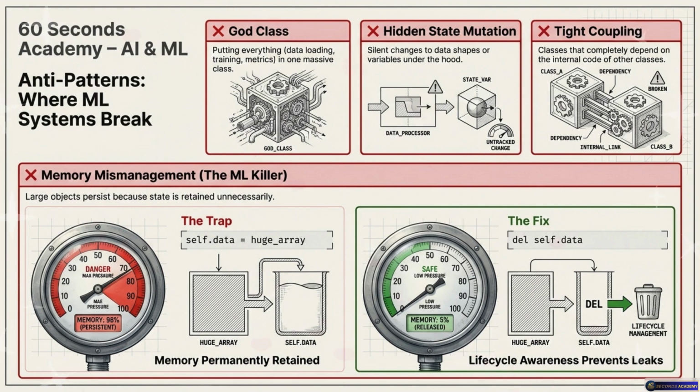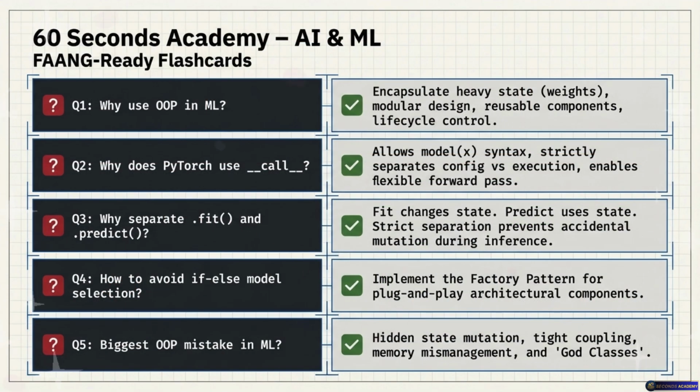I love this. So let's do some rapid fire. If I ask you the big conceptual question, why are you using OOP for this machine learning pipeline instead of just functional programming? What's the answer that gets you hired? The answer that gets you hired is, I'm using OOP to encapsulate heavy state, those multi-gigabyte weights. I'm using it to ensure modular design with reusable components and, crucially, to exert strict, deliberate control over the object lifecycle so my system scales without crashing.